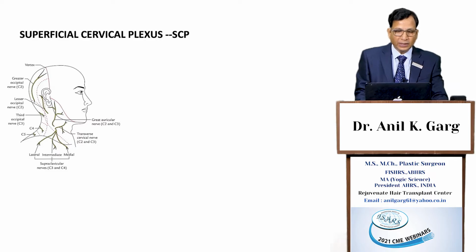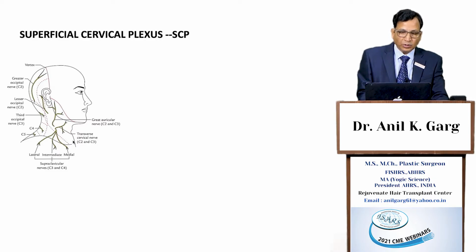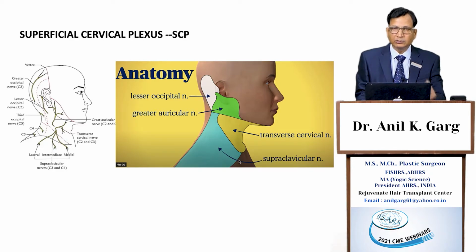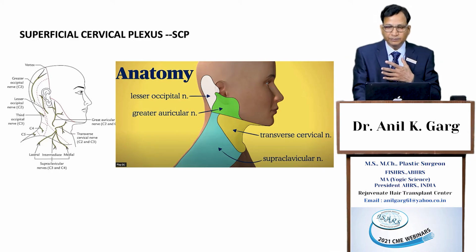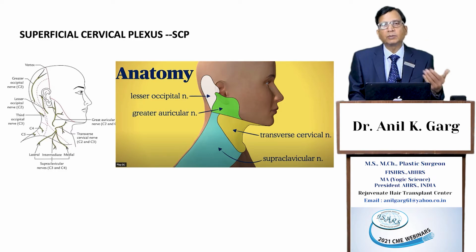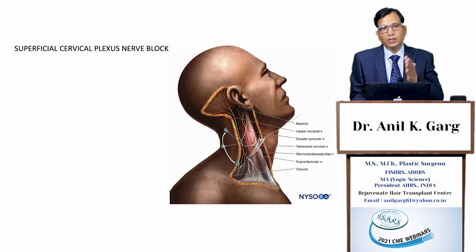The nerve supply of the neck region is mainly by the superficial cervical plexus. The branches are the greater auricular, transverse cervical, and lower is the supraclavicular, all three branches. This area is supplied by the lesser occipital, greater auricular, transverse cervical, and the supraclavicular nerves. Almost the entire neck region is supplied by the transverse cervical nerve, and some lower part by the supraclavicular. These are all branches of the superficial cervical plexus.